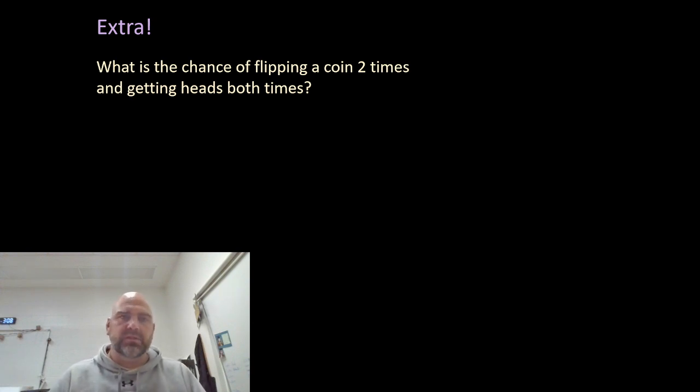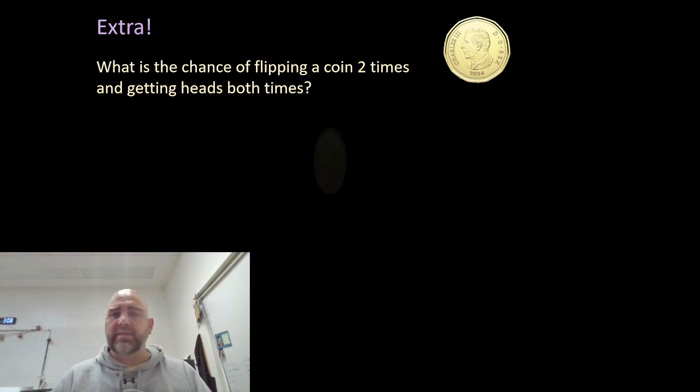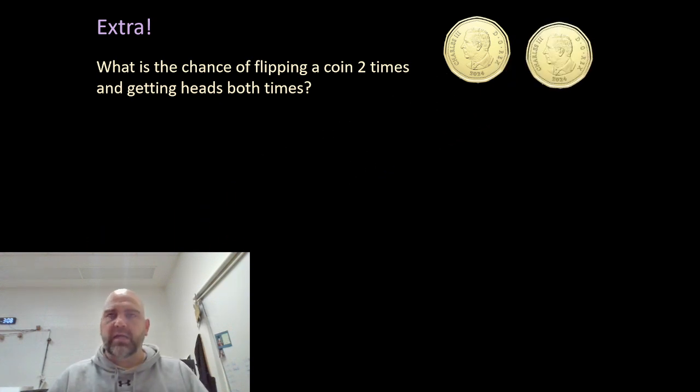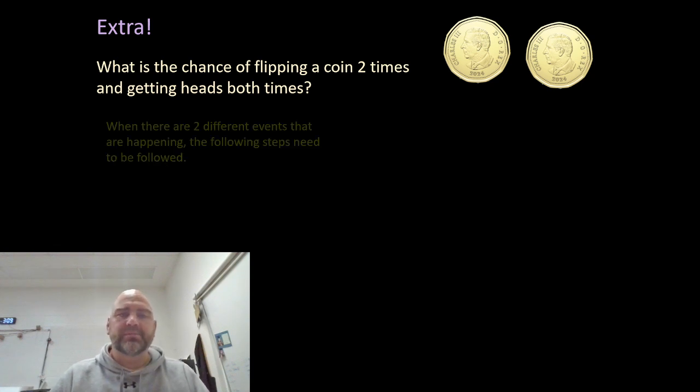We have a heads on one side, a tails on the other, so it's a 50-50 chance of getting either one. So what is the chance of flipping this coin, getting a heads, and then doing it a second time and getting a second heads? Well, it's not a 50% chance. Let's take a look at how we're going to do this.